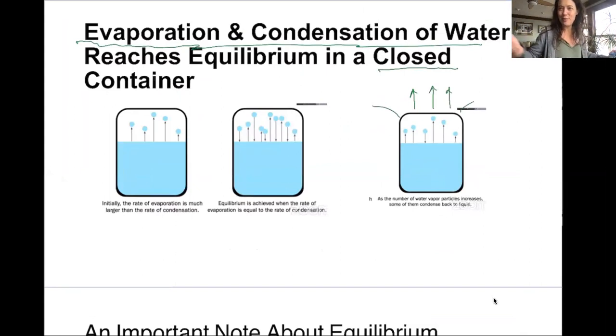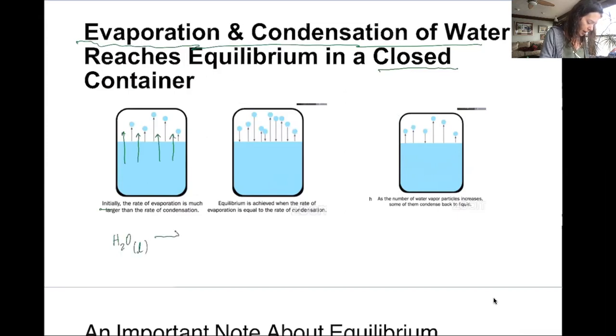The system becomes the whole everything around you. So initially, we just closed this lid. Initially, we're going to have mostly evaporation, because all we have here is H2O liquid, and what we don't have yet is any H2O gas. So we're going to form that.